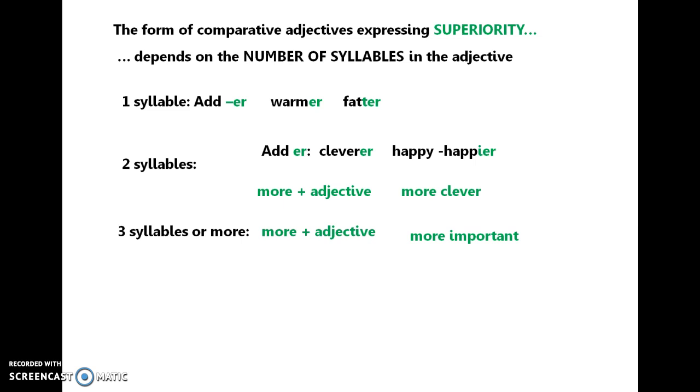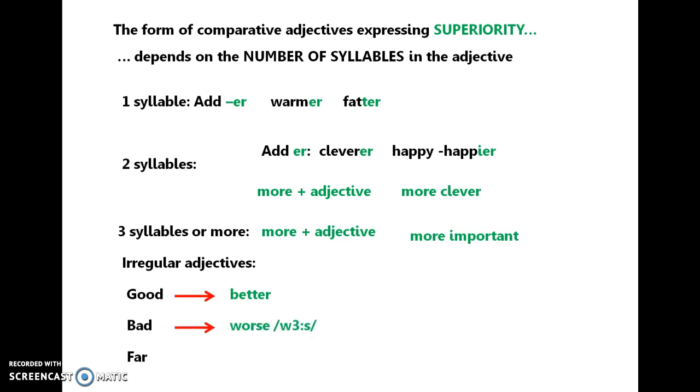There are a number of irregular adjectives. In a way, they follow this rule, but there is a change in their word. There are quite a lot in English, but we are just going to see three: good, bad, and far. The comparative of superiority of good is better. The comparative of superiority of bad is worse. Notice the pronunciation, worse. And finally, the comparative of superiority of far is farther.